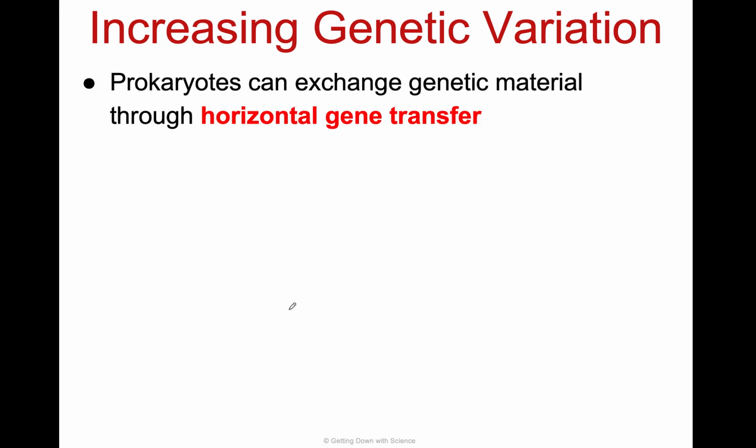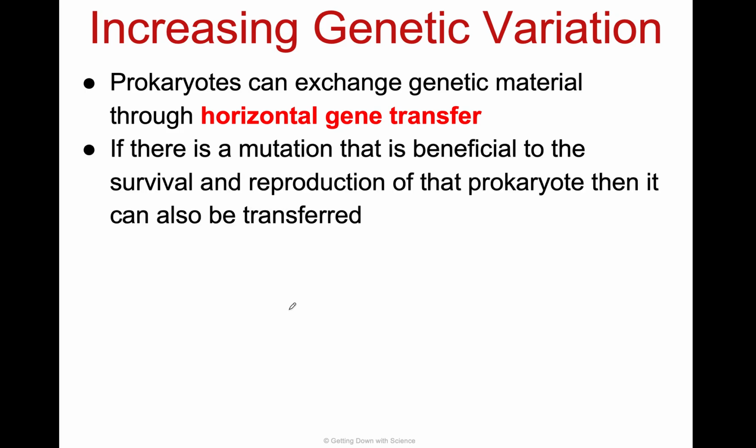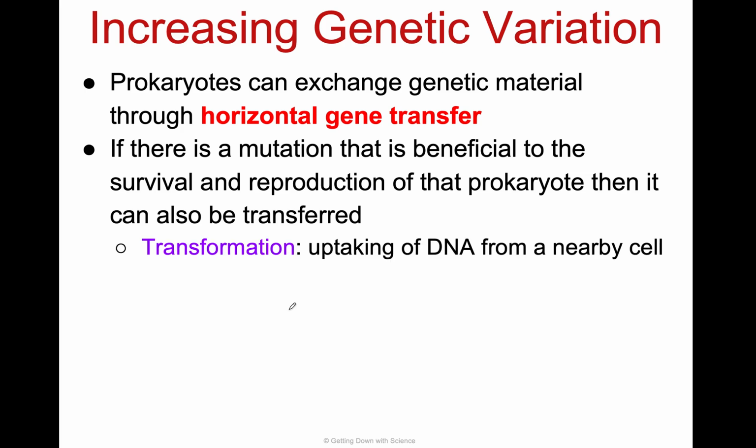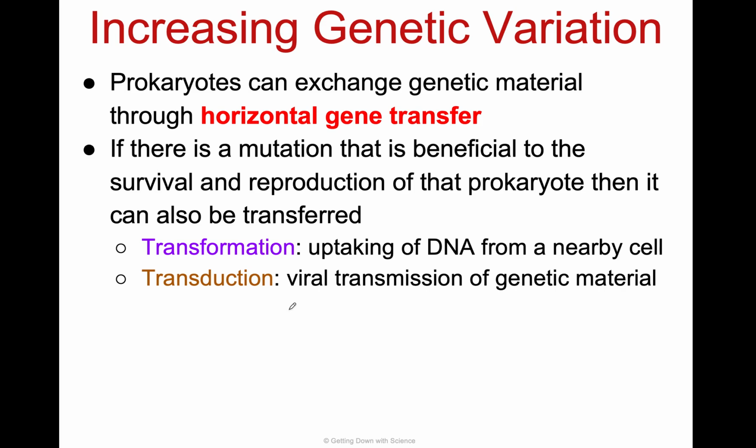So prokaryotes exchange genetic material through horizontal gene transfer. You guys did that in the lab with the E. coli. You horizontally exchange genes from technically one bacteria, because that plasmid didn't come out of nowhere, into the E. coli itself. So if there's a mutation that's beneficial, then it can also be transferred. Transformation. So we did bacterial transformation of E. coli in the lab. It's just uptaking of DNA from a nearby cell.